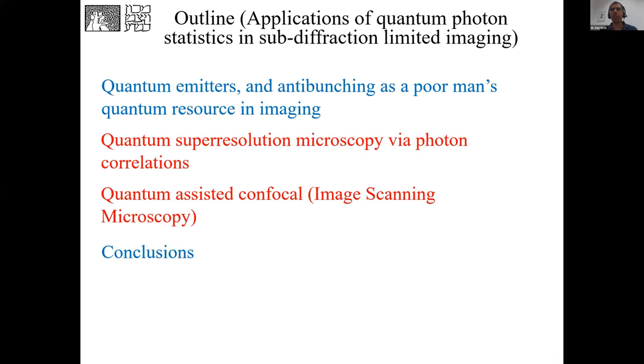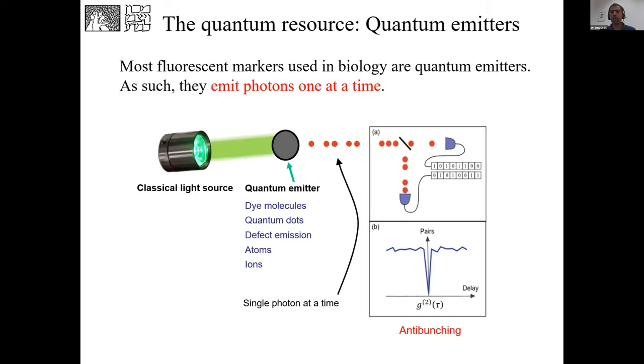So here, let's go to the main part of the talk. I'll talk about quantum emitters and antibunching as a poor man's quantum resource in imaging, because we need to use a realistic quantum resource. And then I'll tell you about quantum superresolution microscopy by photon correlations, which is a nice demo, but is completely impractical, and then go to quantum-assisted confocal microscopy, which actually may be practical, and then I'll conclude.